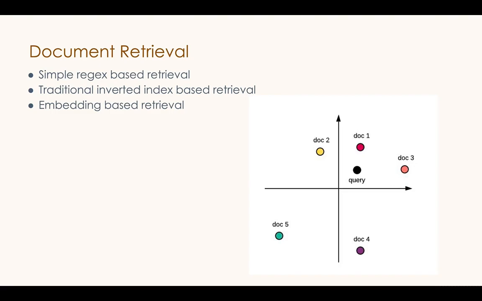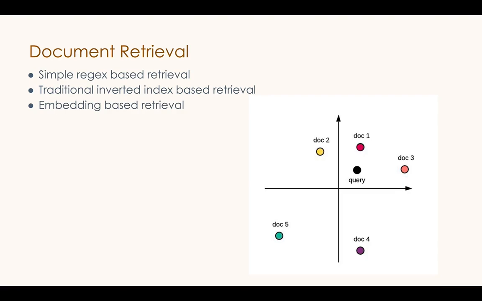So let's talk about the document retrieval first. There are many ways to retrieve documents very fast. The simplest way is to use a regular expression-based retrieval. So it's very similar to how we retrieve records from a database. Another approach is to use the inverted index. So all the documents are indexed according to the keywords, and once the keywords come in, the relevant document will be retrieved.